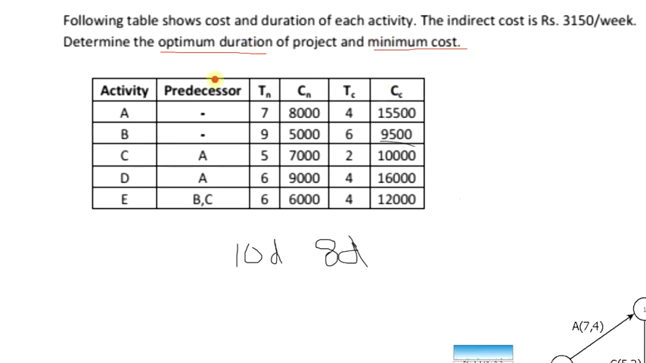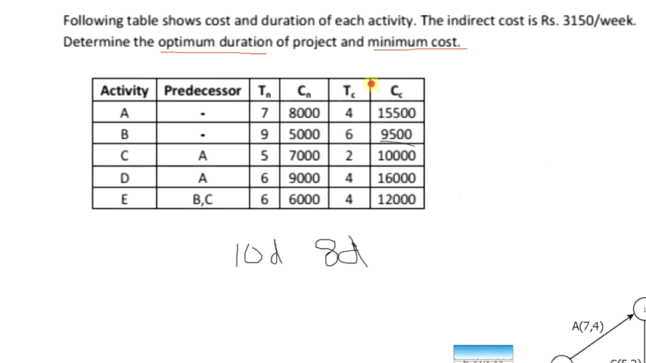That is the question. In the table, 5 activities are given: A, B, C, D, E, and for each activity the predecessors are also specified. For A and B there are no predecessors, which means A and B are the first activities. Then C follows A, D follows A, and E follows B and C. In addition to these, we have 4 terms here: Tn, Cn, Tc, Cc.